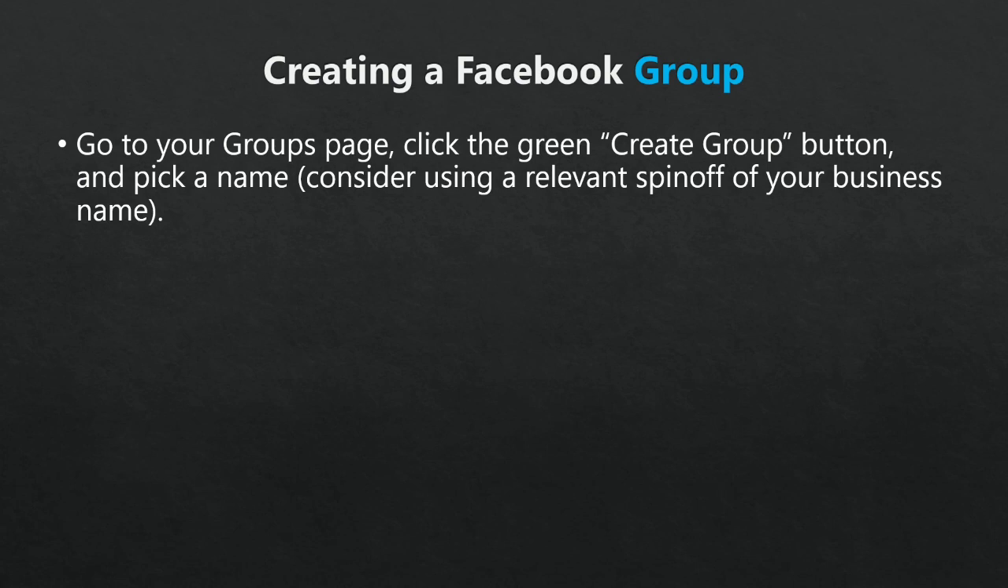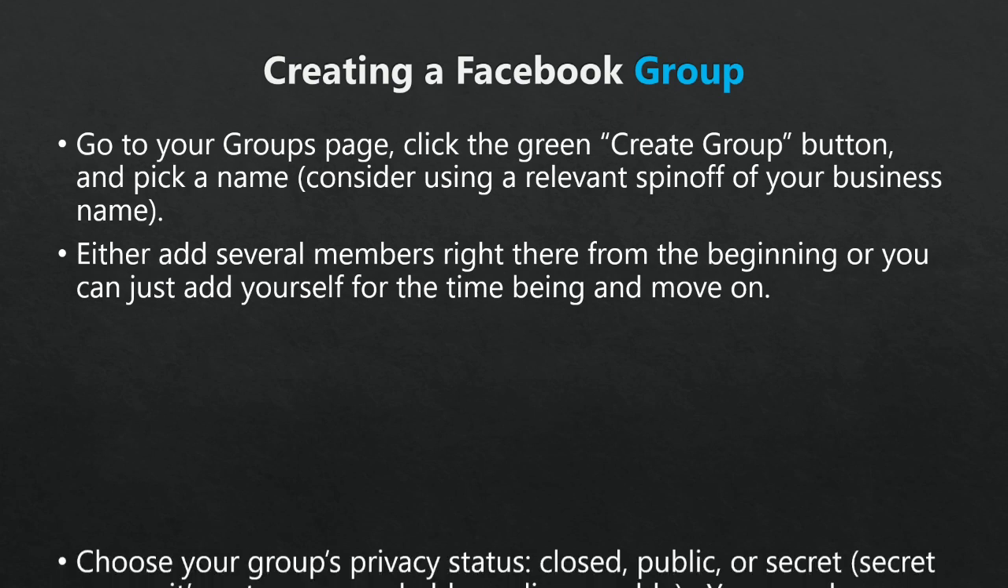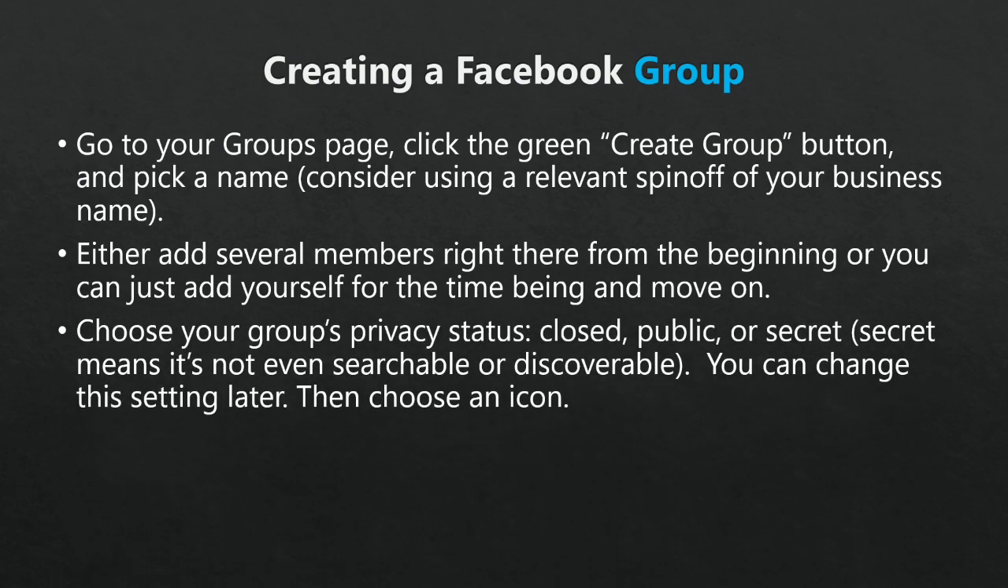Each group needs to start out with at least one member. So you can either add several members right there from the beginning, or you can just add yourself for the time being and move on. The final selection is your group's privacy status: closed, public, or secret. Secret means it's not even searchable or discoverable. You can change this setting later, so don't worry about it too much right now.